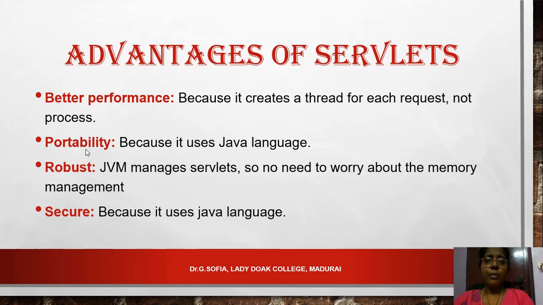Next, portability. As it uses the Java language, which is portable, the code can be taken anywhere, so we say it is portable. Next, it is robust. It's more reliable because the JVM manages servlets, so there is no need to worry about memory management. Finally, it's more secure because it uses the Java language, which is a secure language. High security is provided here too.